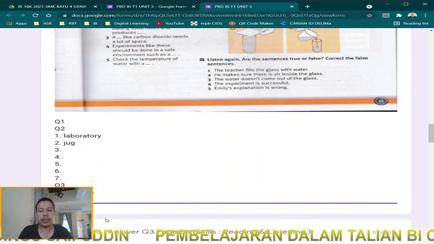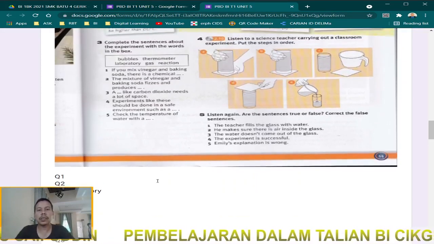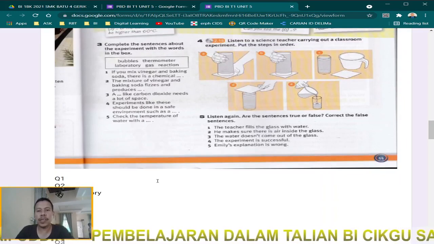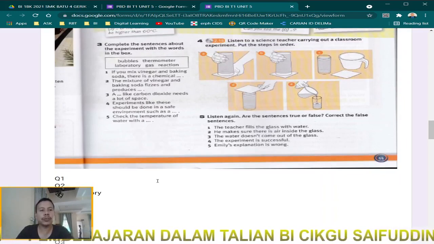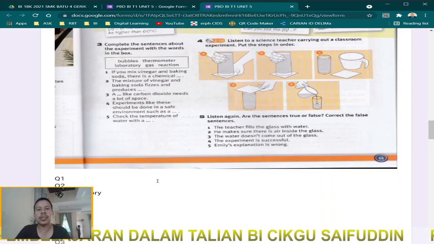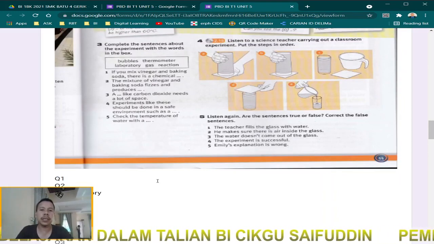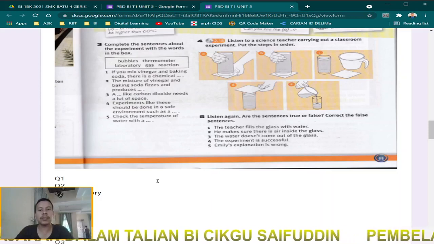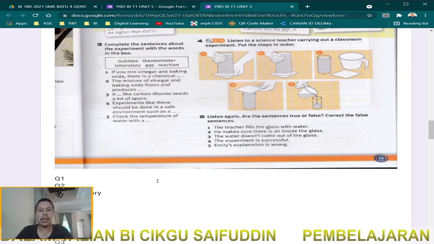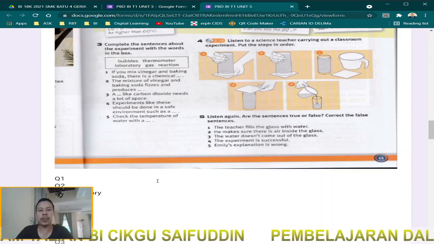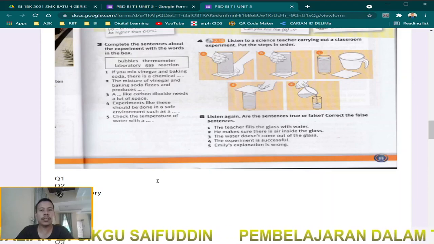Okay, and then number 2. Number 2, the mixture of vinegar and baking soda fizzes and produce. Okay, apakah yang dihasilkan apabila gabungan dua ini digabungkan? Okay, so you have to listen. Please listen to the audio.